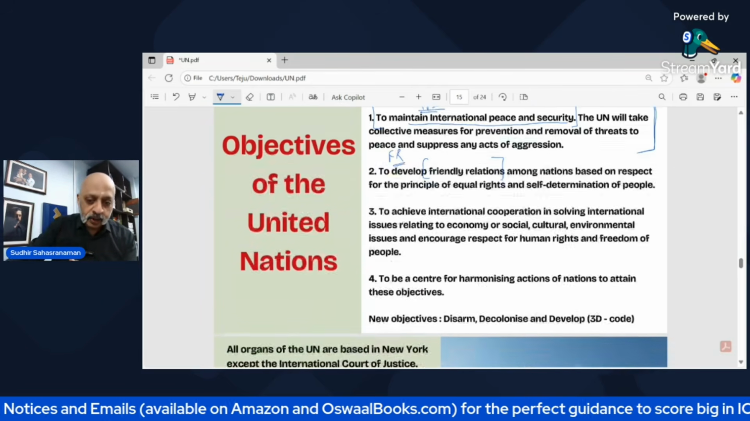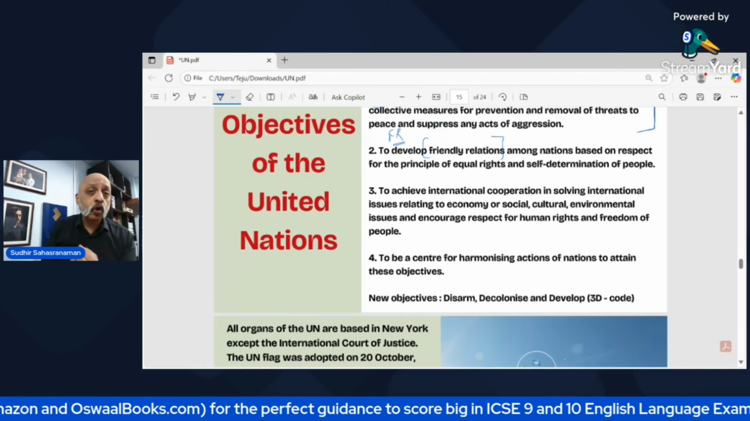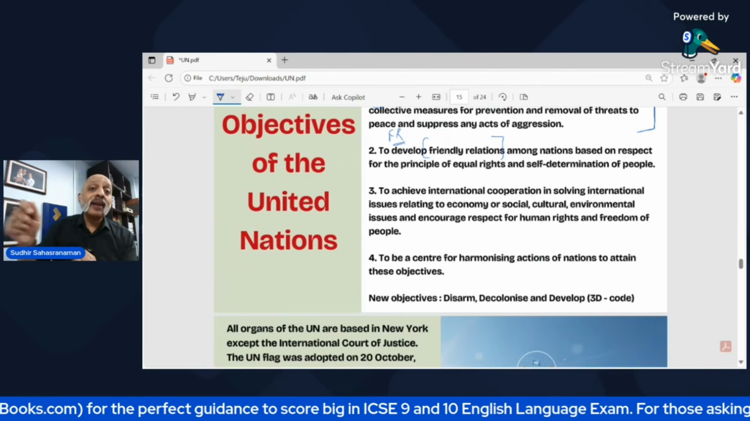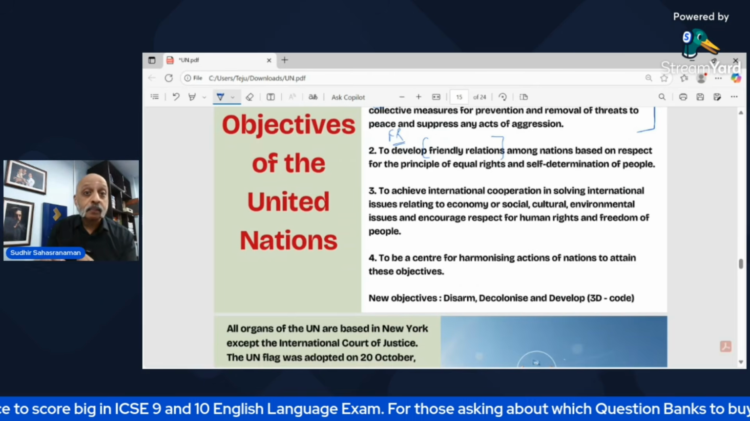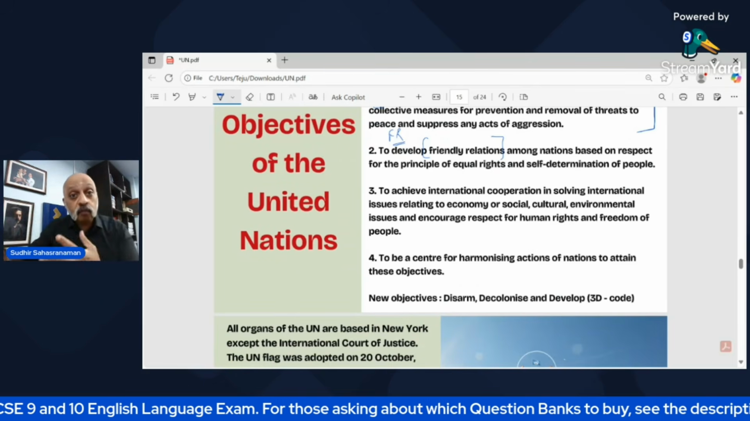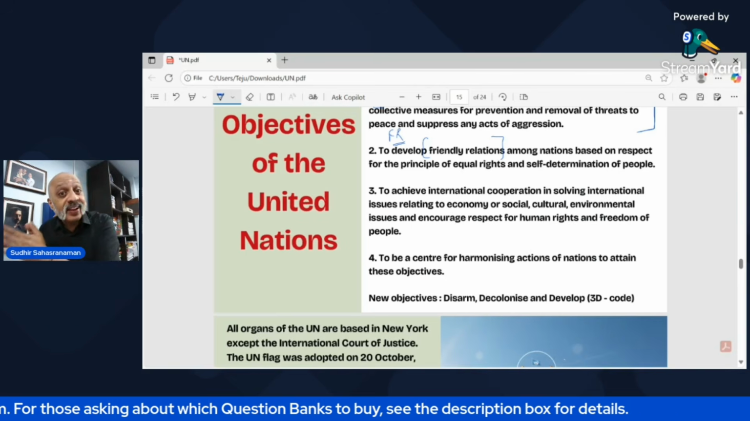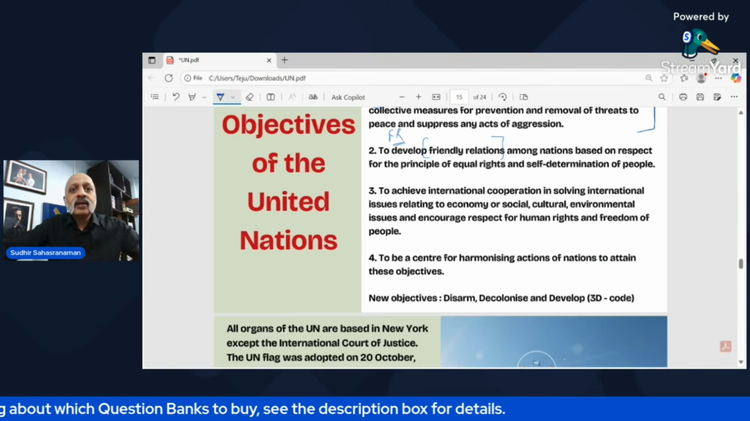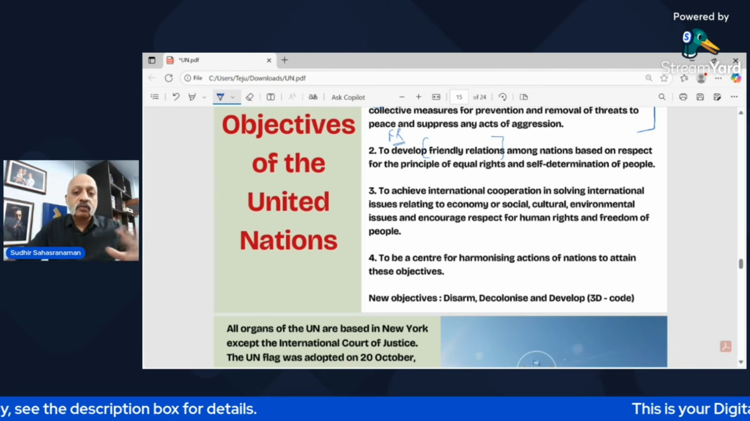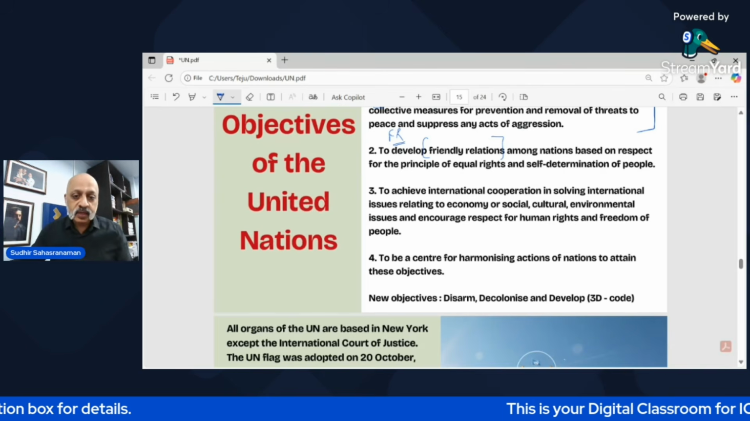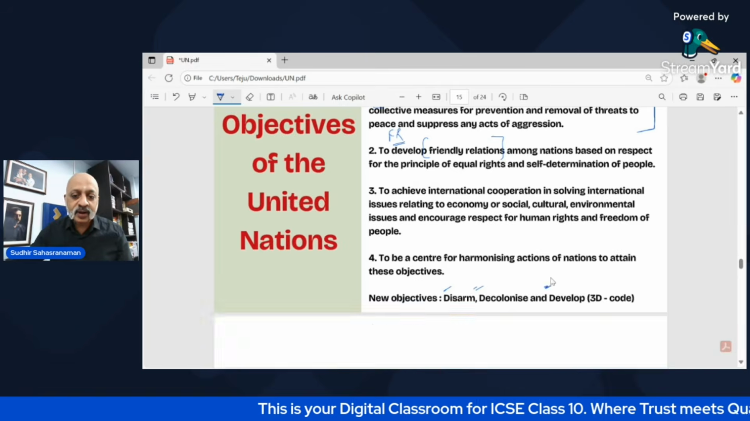So the new objectives were disarm, decolonize, and develop. Decolonize means no country will go and create a colony, just like Britain had made India a colony. That will not happen. Disarm means you will not hoard different kinds of weapons. Again, something which is not really happening. Develop means develop the country for the interest of the people, develop the neighborhood, develop the region, everything. And 3D is a good code to remember this. Disarm, decolonize, and develop.